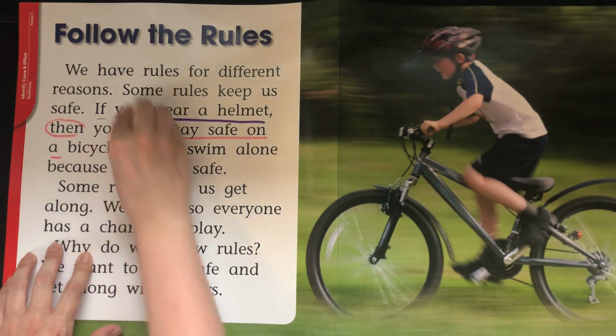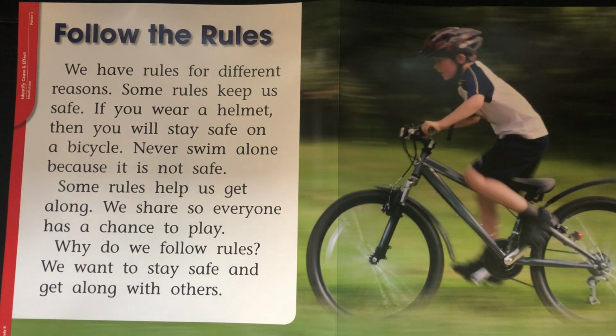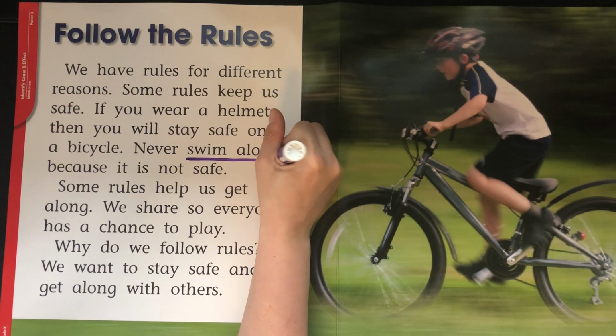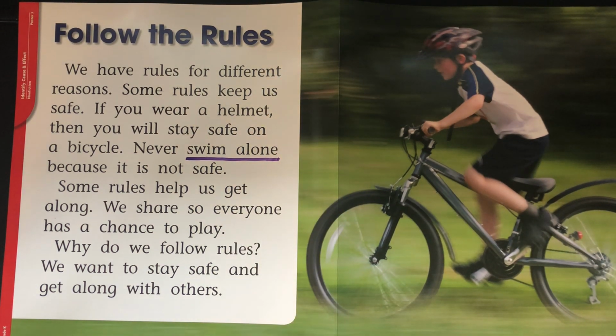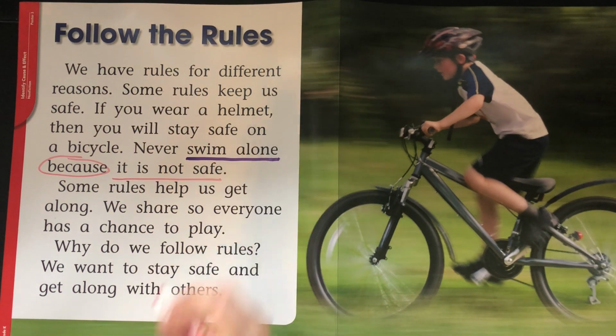Let's look at the next one. Remember, I'm going to do causes in purple. Never swim alone because it is not safe. Okay. What's the cause? Yeah, the cause, we're talking about swimming alone. And they say never swim alone, right? Why not? What's the effect? Right, we have a signal word here. Because it is not safe, ever, to swim alone. I'm an adult and I still don't go swimming alone, right? You should always have somebody nearby.